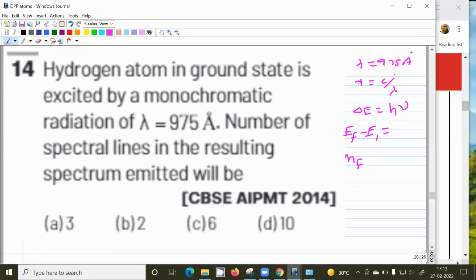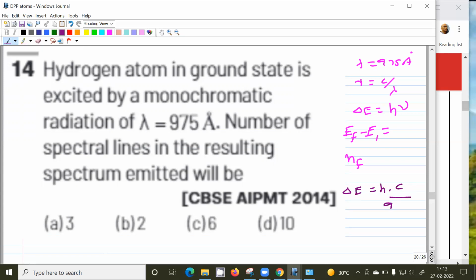Yes, sir. Lambda is known, so nu is known. So delta E is h nu. Since nu is known, delta E is known. E final is E initial plus delta E, and E1 is known. So from there I can find n final. If n final is 3, then the number of resulting lines will be 3 to 2 and 3 to 1, so it will be 2. So what is n final? What is its value?